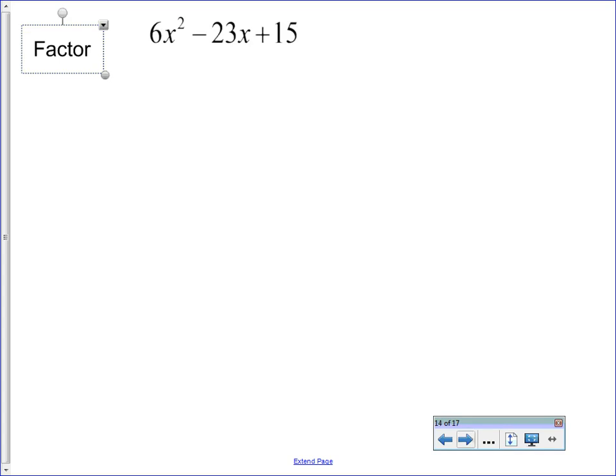All right, number 13, no common factor, so we're going to have to go a times c, which is 90. So I need two numbers that multiply together to give me 90 that add up to negative 23. And since, remember, when we're stuck, we can just start listing all the factors.